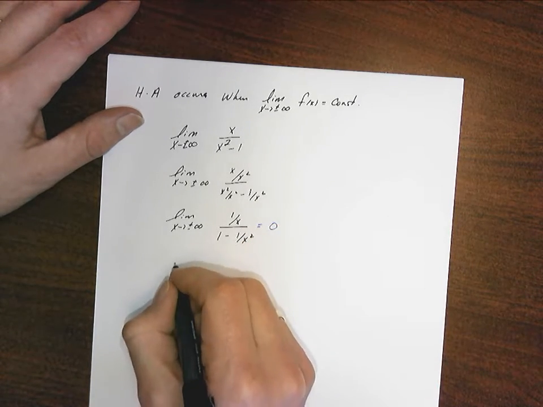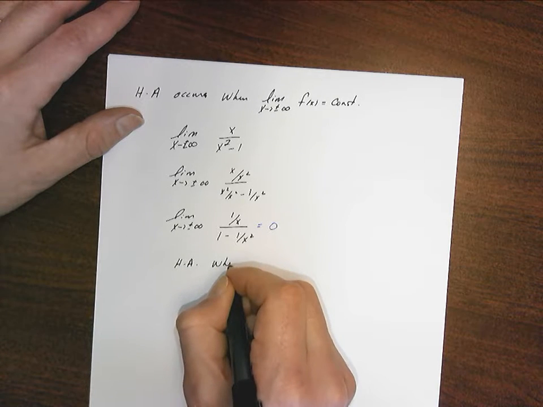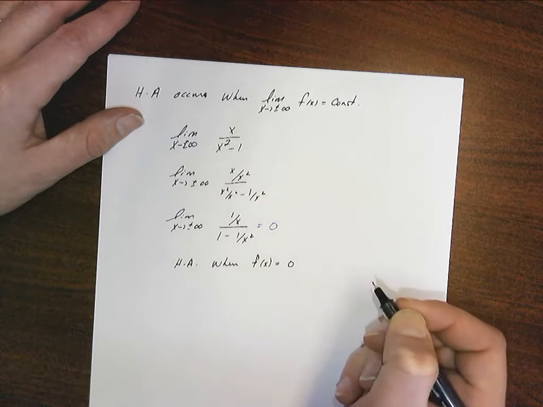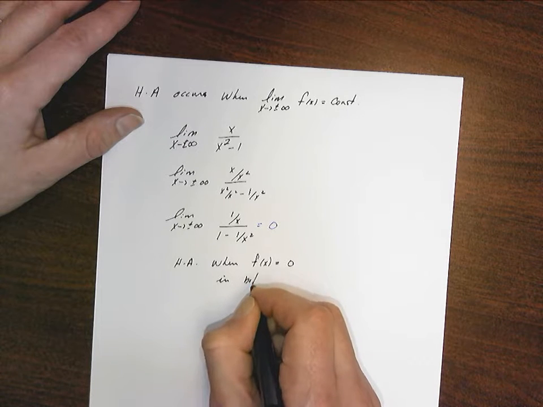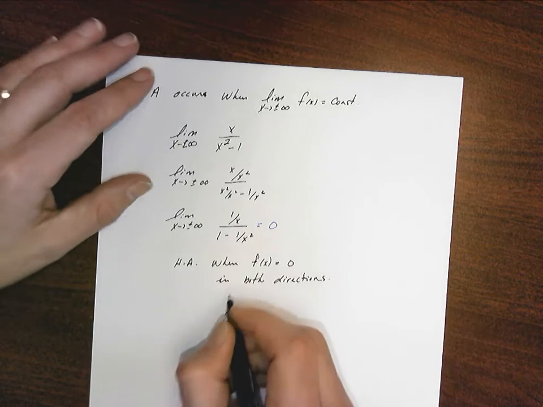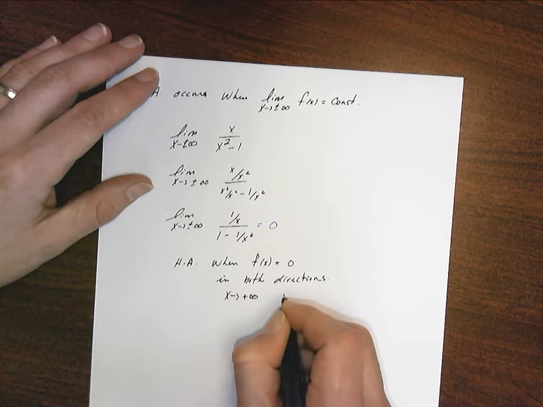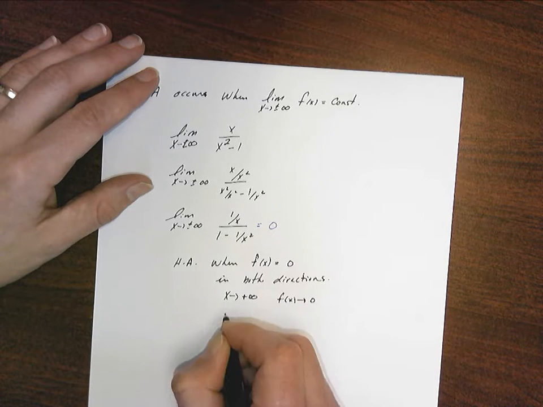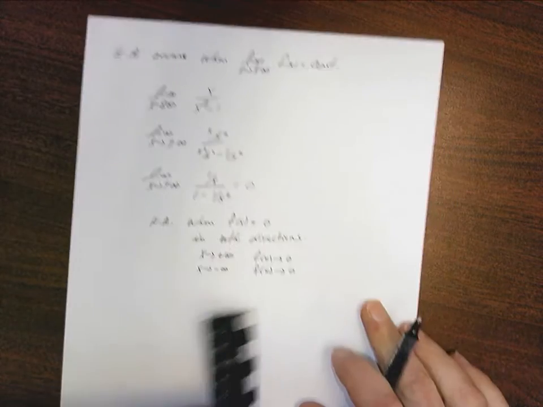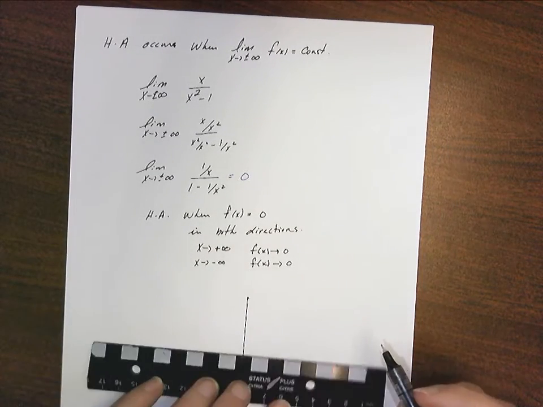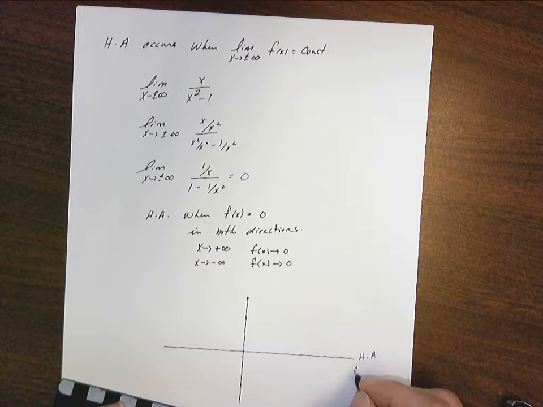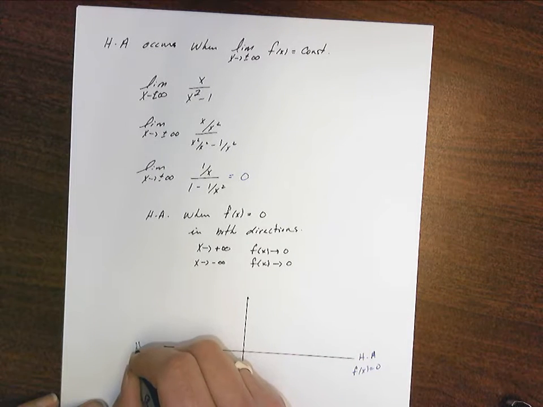And what that means is that we have a horizontal asymptote when f of x equals 0, and it's in both directions. So what that means is as x approaches positive infinity, f of x is approaching 0. And as x approaches negative infinity, f of x is also approaching 0. So we've got a horizontal asymptote here. It's actually on both ends.